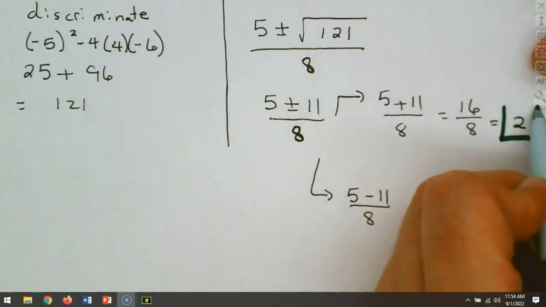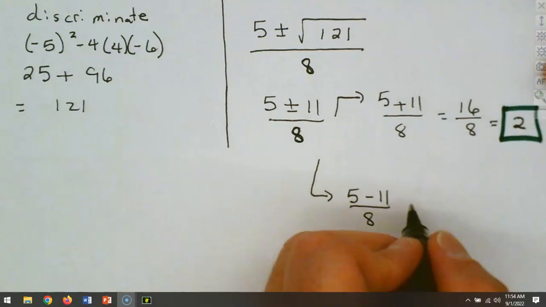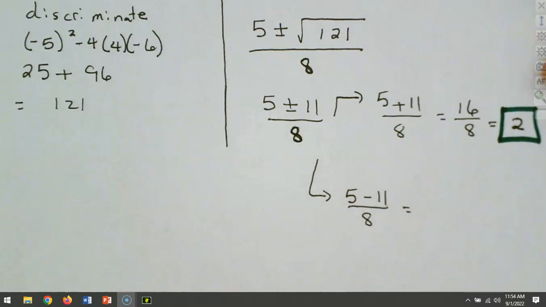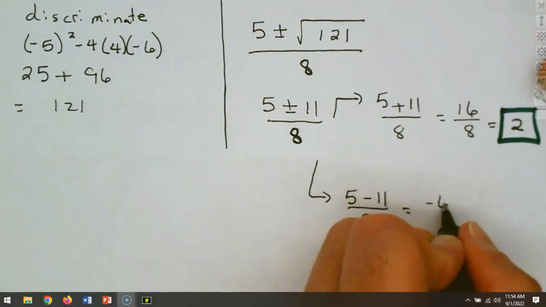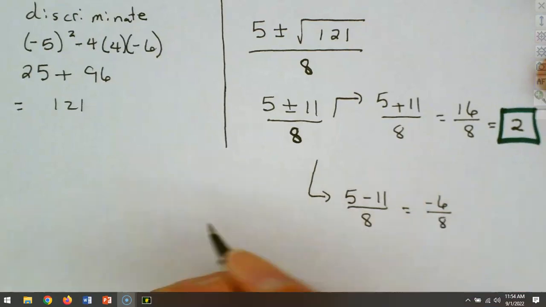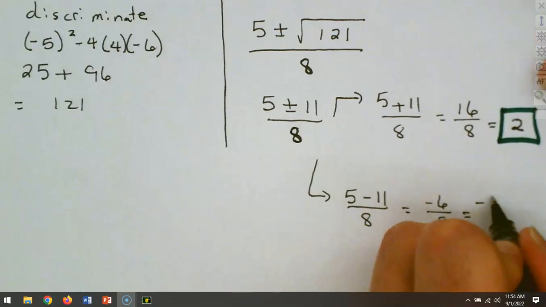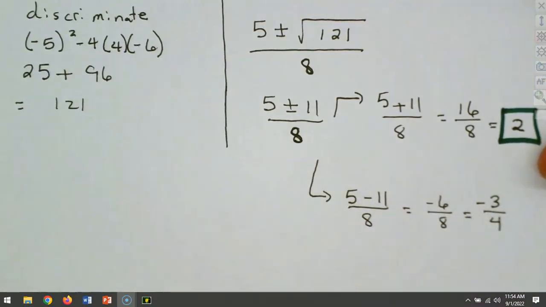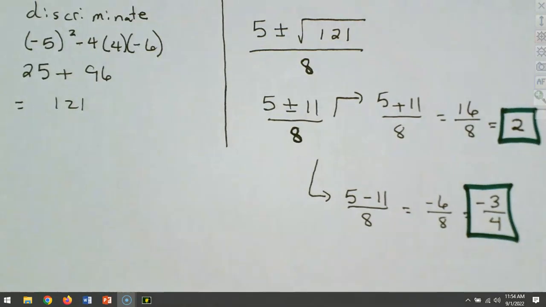You could have factored this one as well, right? Or you can use the quadratic formula. You'll get the same result. What about the other one? 5 minus 11. Okay, well, 5 minus 11, that's a minus 6. And minus 6/8, we need to reduce it down. That's going to reduce down to minus 3/4, isn't it? And there's your two solutions.